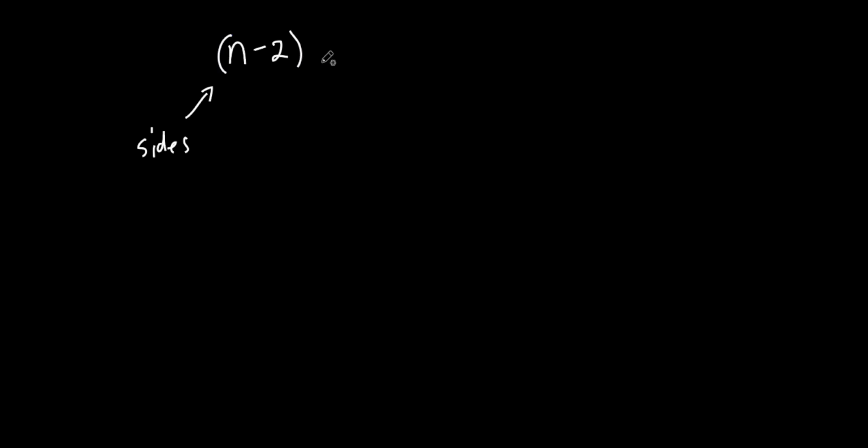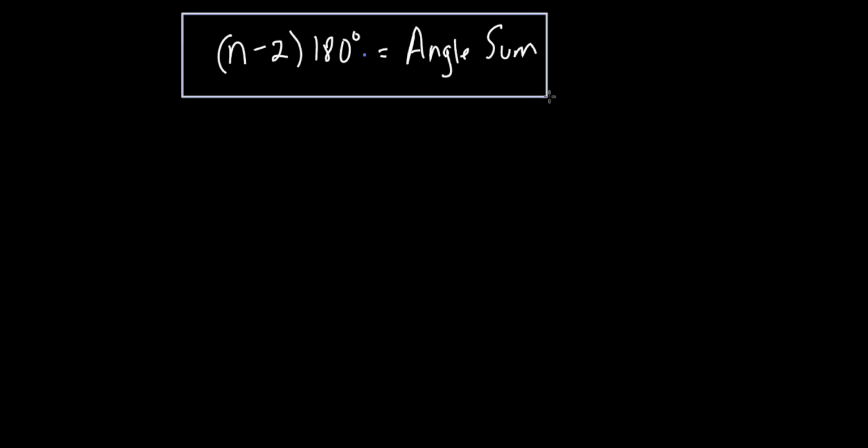Now, how do I find the angle sum, though? So that's how many triangles I have. What did I always do with the number of triangles? Times it by 180. That's right. Times it by 180. So I'll put it equals. This is the angle sum. And look at that. You came up with the formula, didn't you? Well, a little help from me. But you see where it comes from, though, don't you?